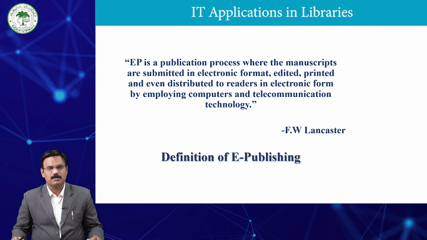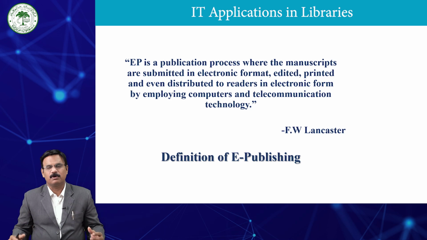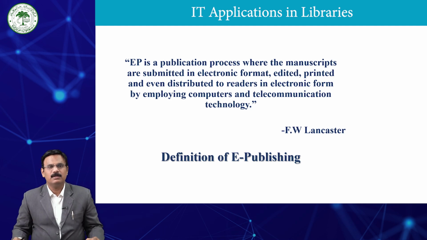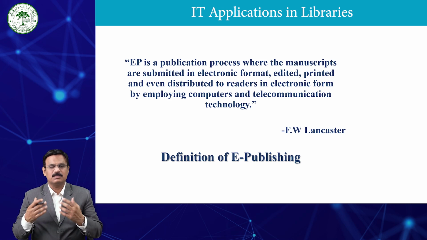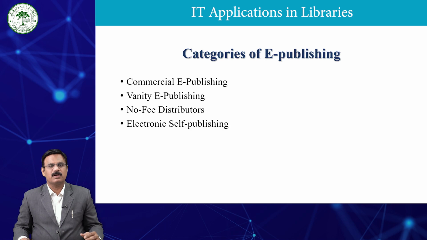E-publishing means it is a publication process where the articles or the reports will be submitted in electronic format, and the editing, printing and reviewing, all the process will be done electronically, and the dissemination or distribution of these articles and journals will be done in electronic form using the computers and telecommunication technology. Now let's discuss what are different categories of e-publishing. There are different categories including commercial e-publishing.